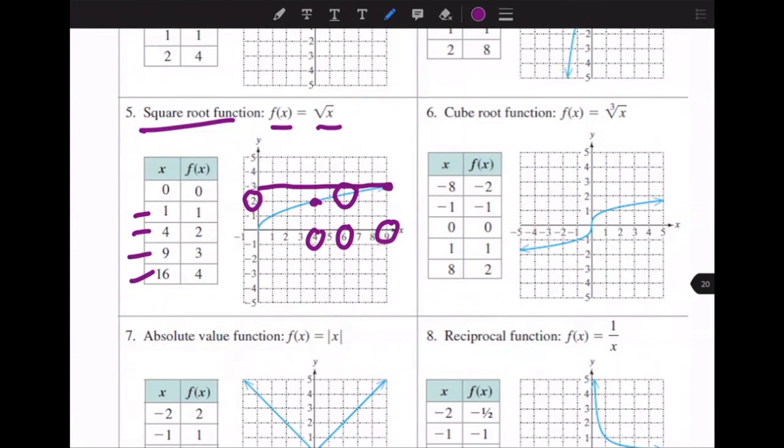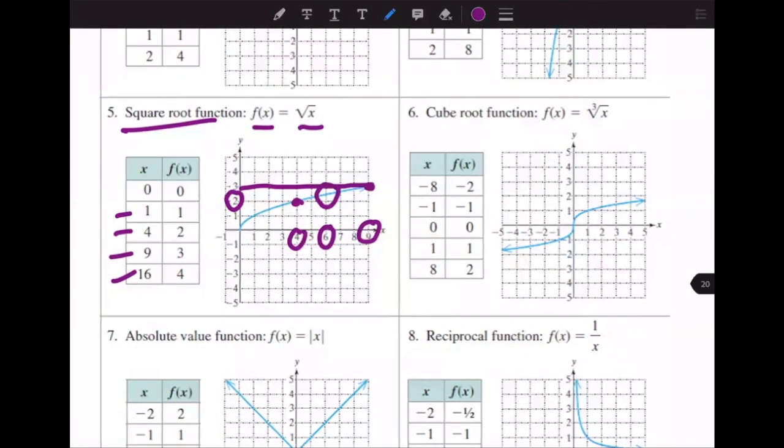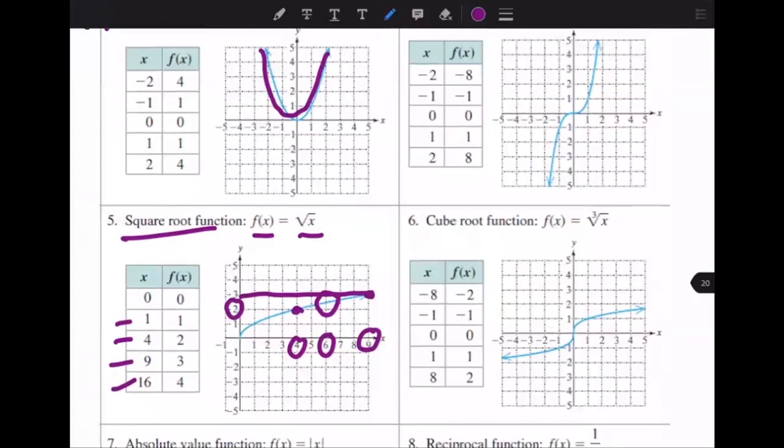Next is going to be the cube root function. And the cube root is essentially the inverse of the cubic function here. So essentially, if 2 cubed is equal to 8, that means the cube root of 8 is equal to 2. All right.